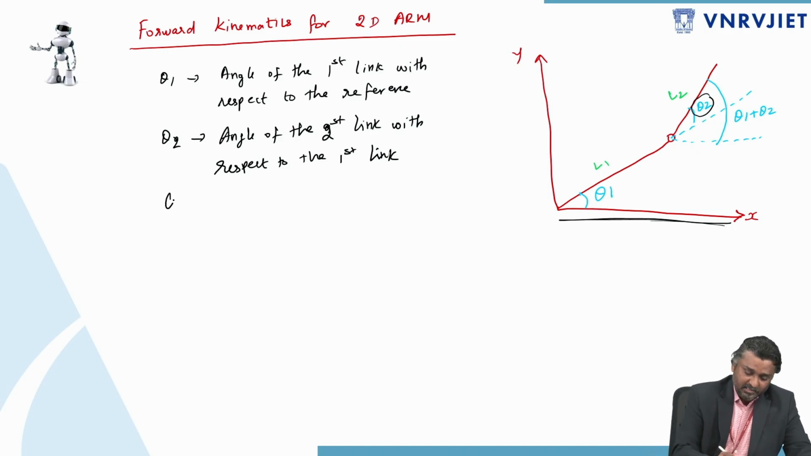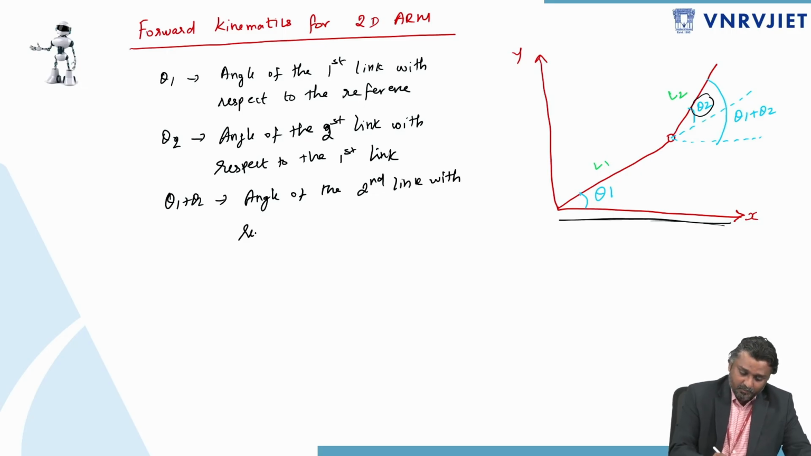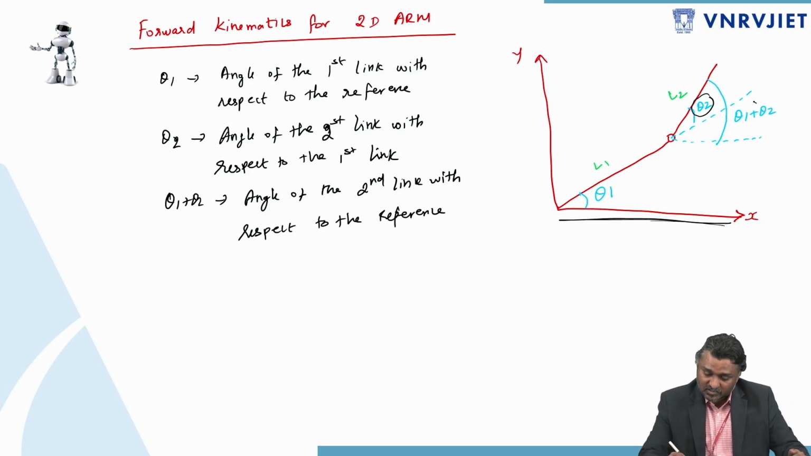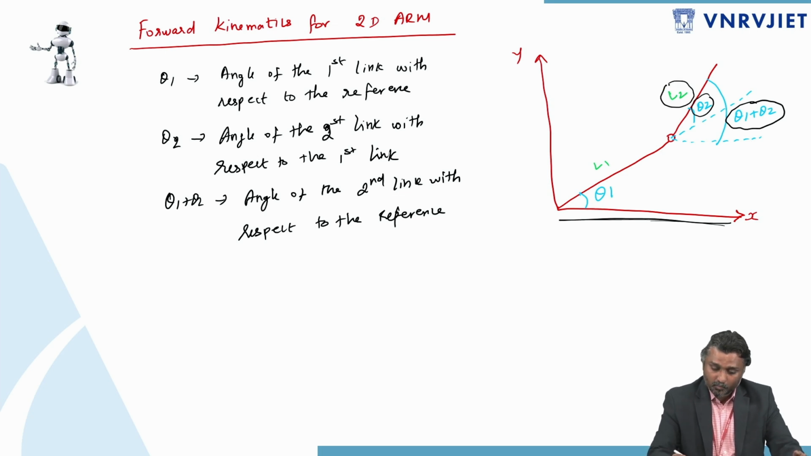Theta 1 plus theta 2 is the angle of the second link, but with respect to the reference frame. So this is called the reference. This is theta 1 and theta 2.